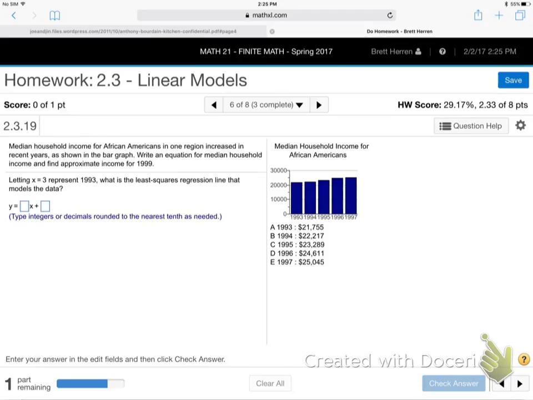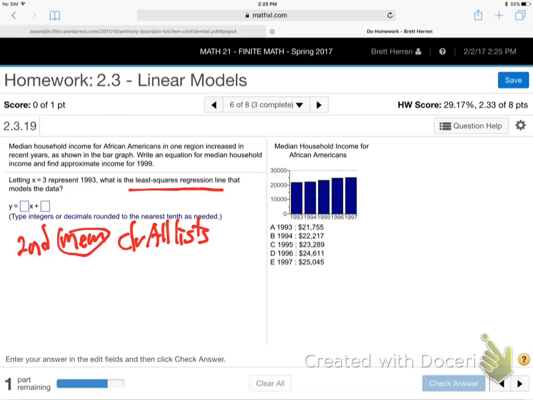Okay, so there we go. See how they're saying find the least squares regression line? Whenever they say that, you go, oh yeah, calculator. So hit second, memory, and then clear all lists, or whatever yours says. Second memory, clear all lists. Do that and then enter. This will be your L1 data.